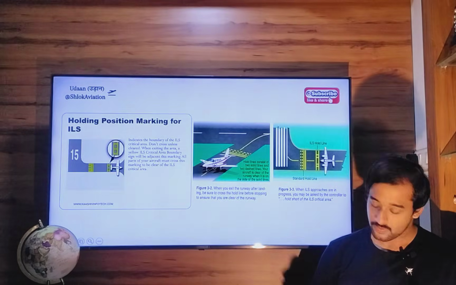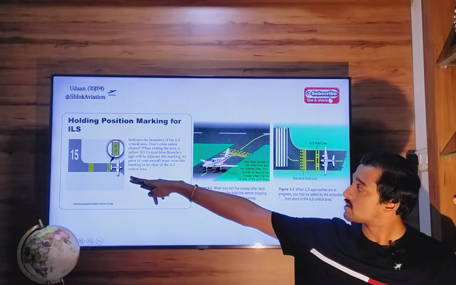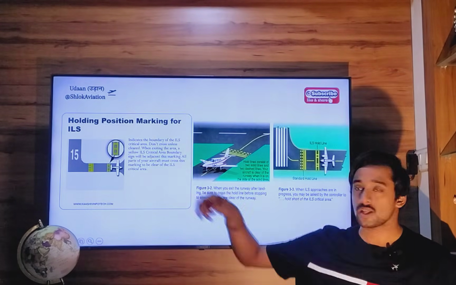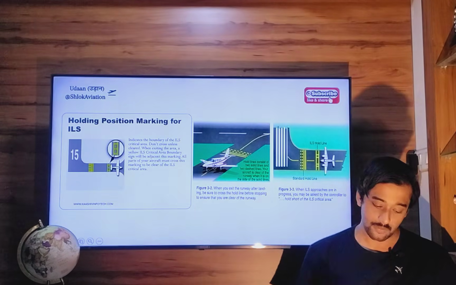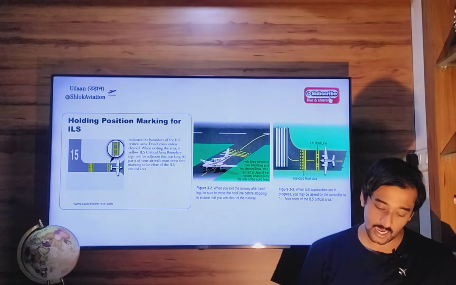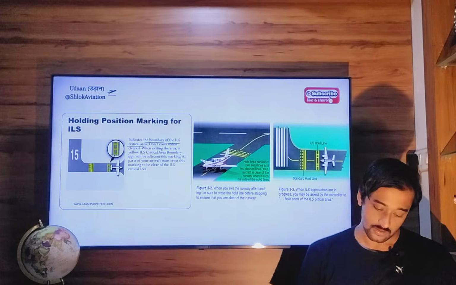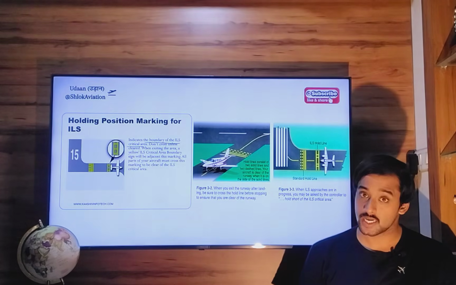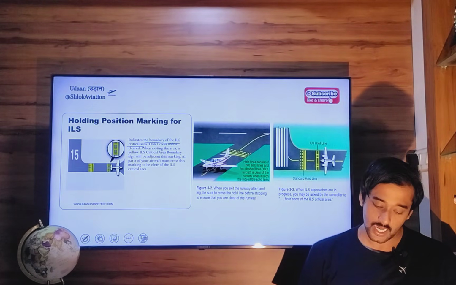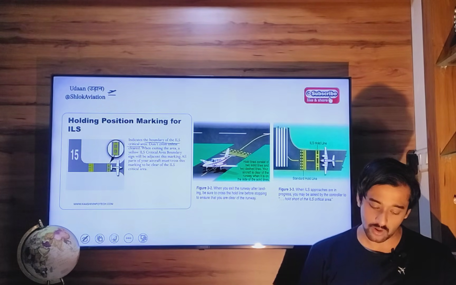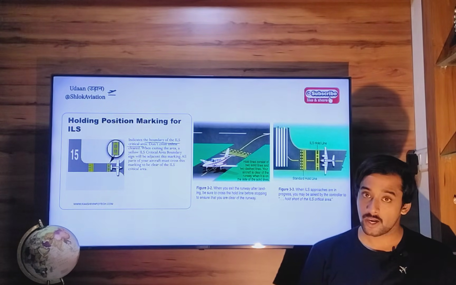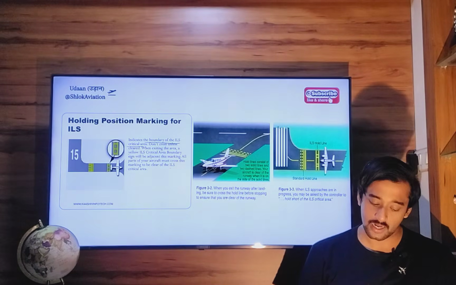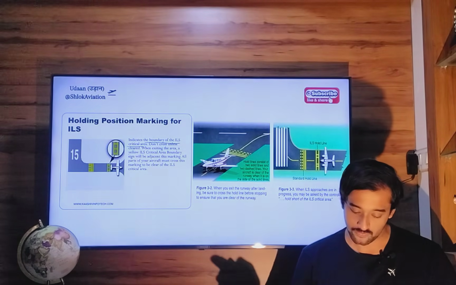Okay, so this is the thing. Next, over here, read this. Indicate. So holding position marking for ILS, the ladder shape, indicates the boundary of the ILS critical area. Don't cross unless cleared. When exiting the area, a yellow ILS critical area boundary sign will be adjacent to this marking. All parts of your aircraft must cross this marking to be clear of the ILS critical area.